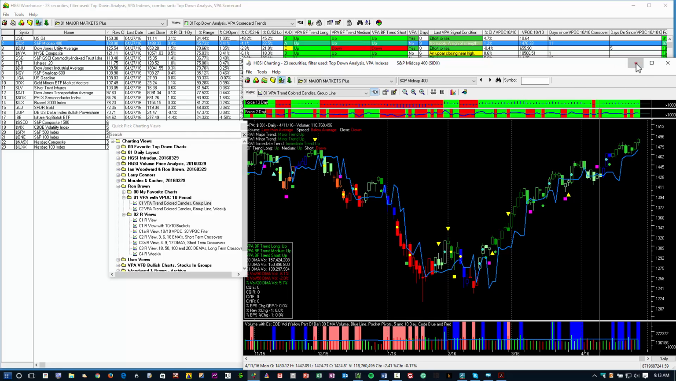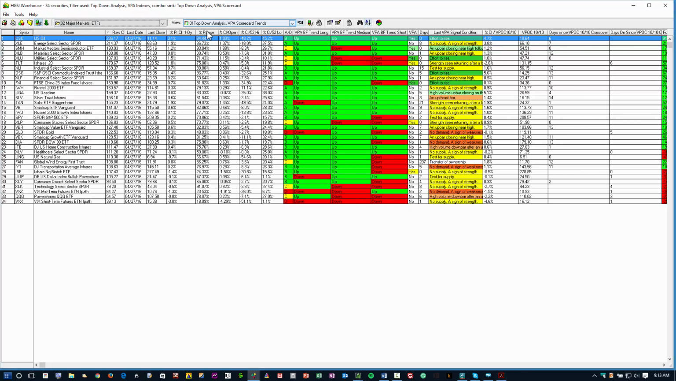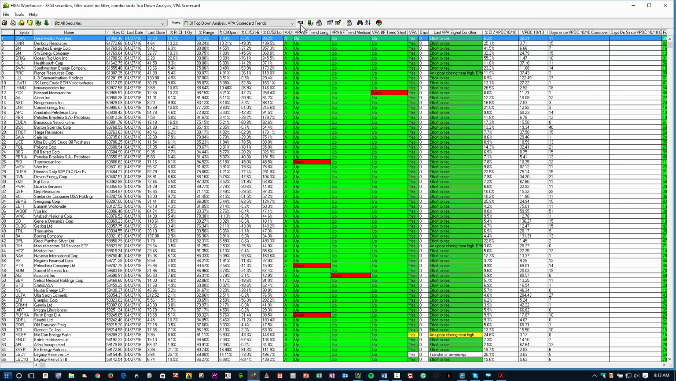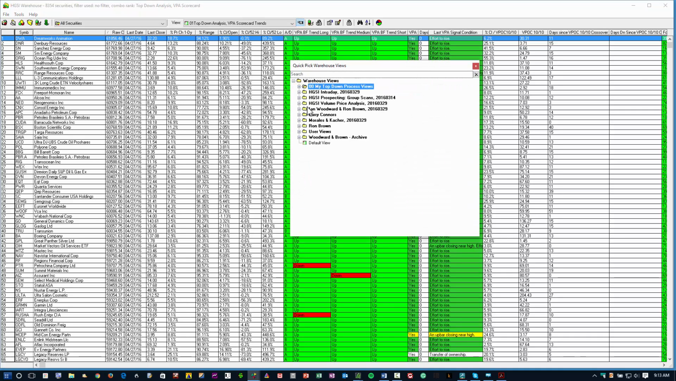Now, I don't want this video to get too lengthy, so let's move on a little bit. On the major market ETFs, all of these have volume, so you're going to have volume points of control both on the upside and the downside. You'll be able to see the percentage away from the actual volume point of control and the volume point of control number. Now, moving to all securities, I've got a few views set up here.